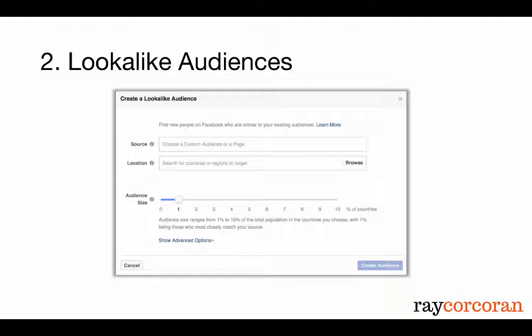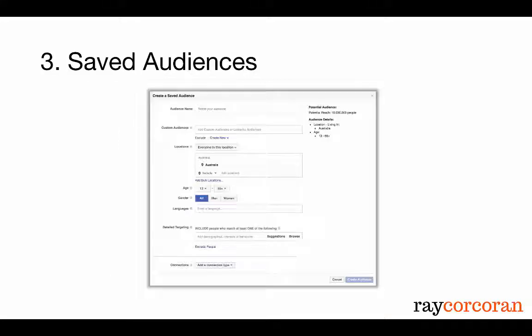So if you've got a list of 100 people and you try and make a lookalike audience, it may not be as good as you'd like it to be. If you've got a list of 10,000 people and you put this in, they'll be able to match it quite well because they've got obviously more data points to go off.